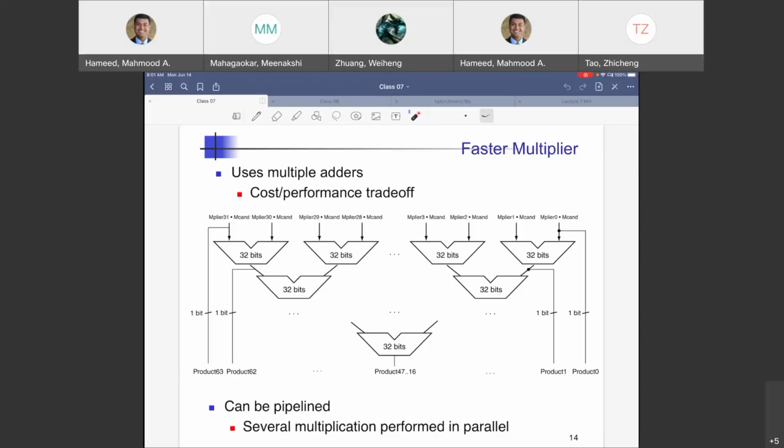Okay, let's get started with our lecture. So we are going to continue talking about arithmetic for computers.